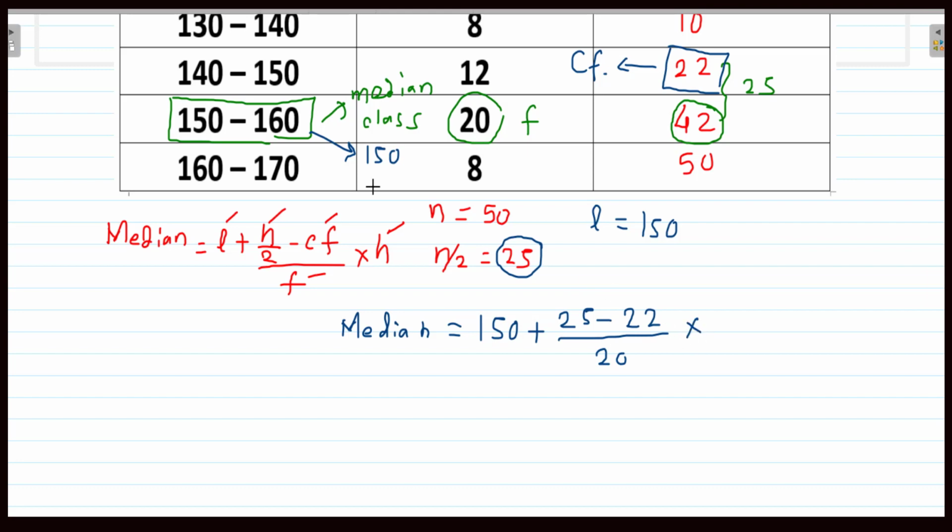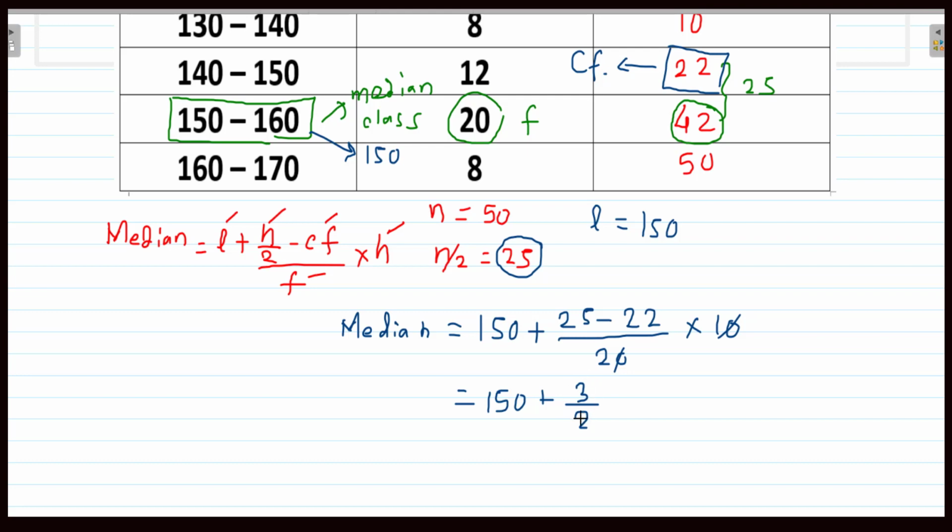Multiplied by height. Height, you know, is the difference between the upper limit and the lower limit. That is, in this case, 10. Now first we solve this part and convert it to the decimal form and then add it to 150. That is the easiest way. So 0 and 0 will get cancelled, which is equal to 150 plus 25 minus 22, that is 3 upon 2.